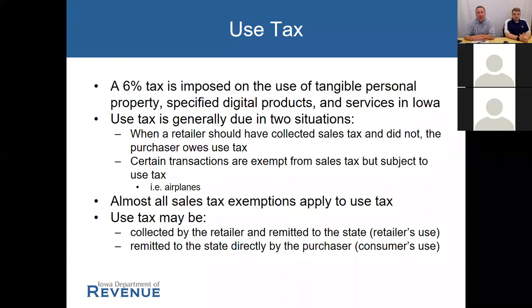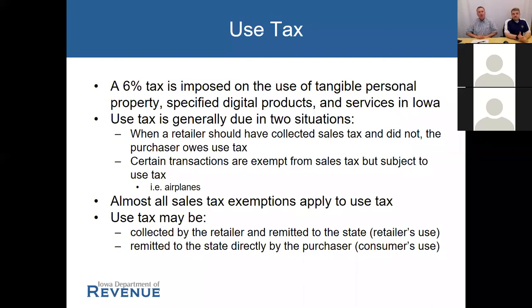They can collect and remit Iowa tax directly. They'll send it to the department. There is also what we call consumer's use tax. This is something that is remitted to the state directly by the purchaser. So what am I talking about here?